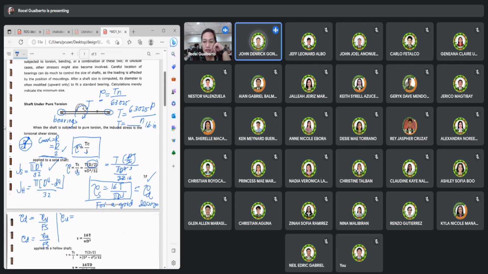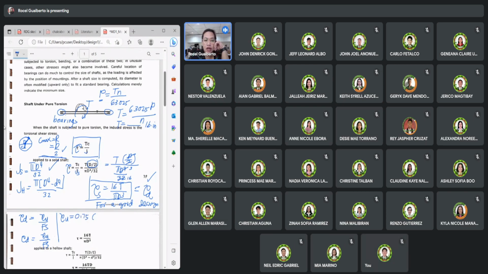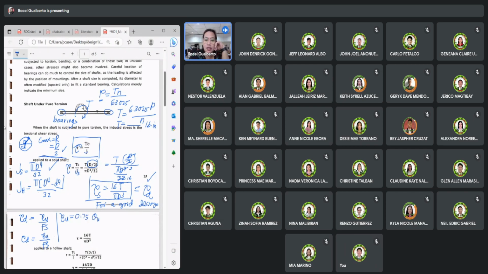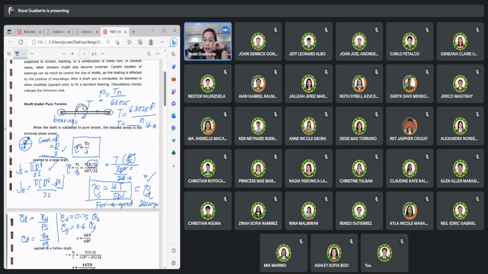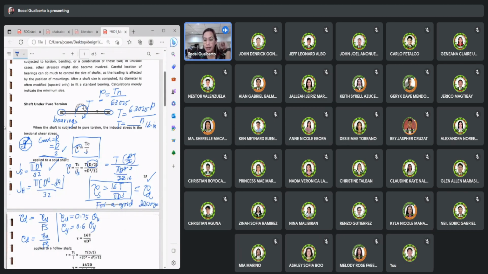So what is the value of tau u to be multiplied? It is multiplied po by 0.75 of sigma u. Okay, correct. So, tau u is equal to 0.75 sigma u. Tama po si Char. And your tau y would be equal to 0.6 of sigma y. Okay. So, i-recall lang po lagi natin yan.